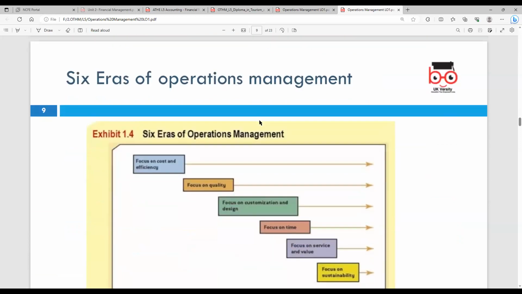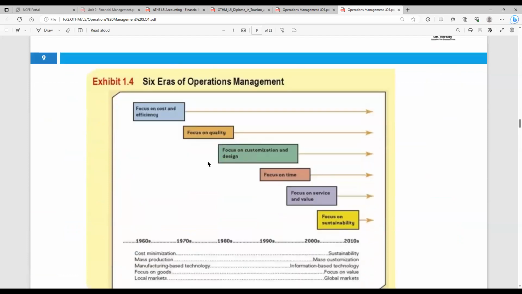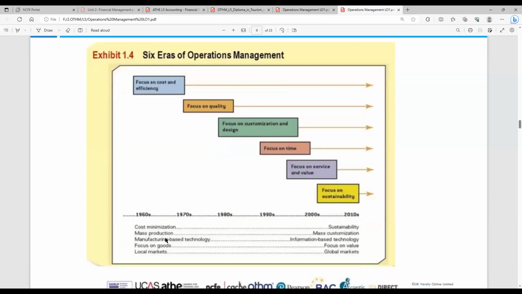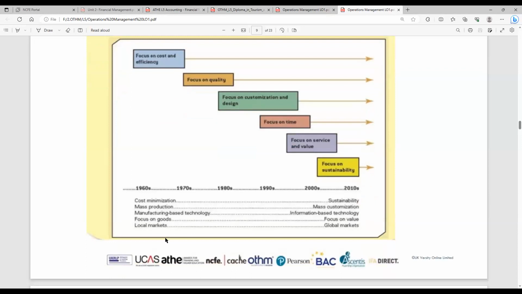We can divide the operations management era into six eras, as you can see from this diagram. For example, the focus on cost and efficiency, then quality, then customization, time and motion, service, and sustainability these days. So you can have six types of eras in operations management during different decades over the years, up till today. Operations management has come a long way from where it started to where it is now.